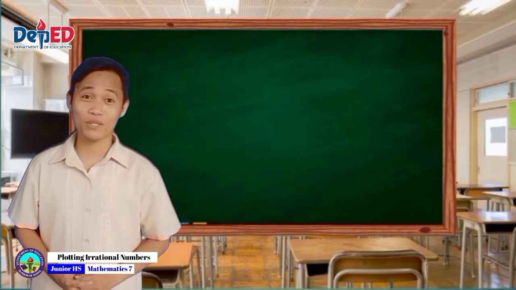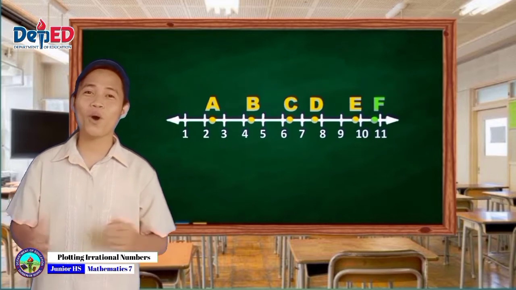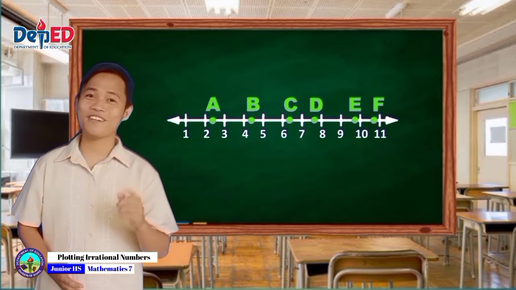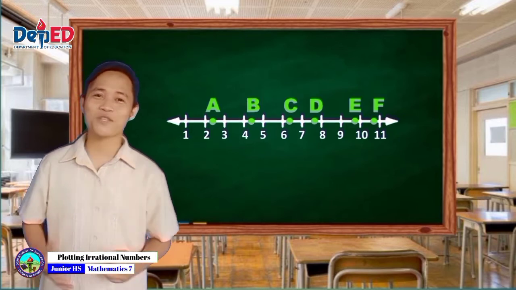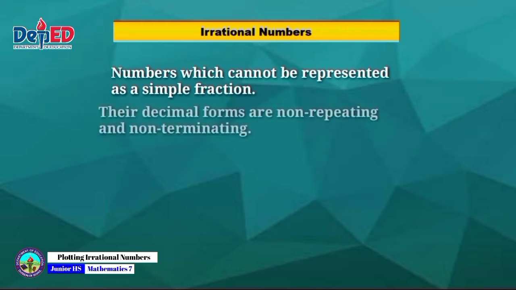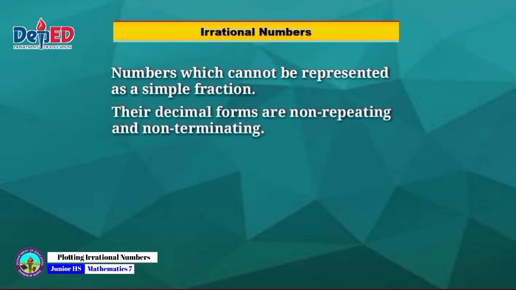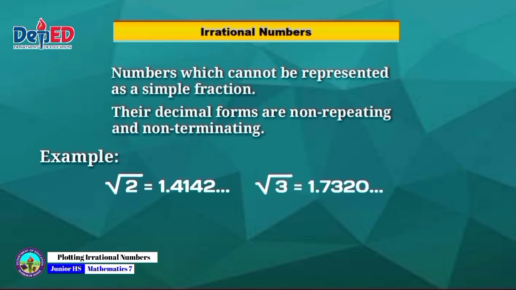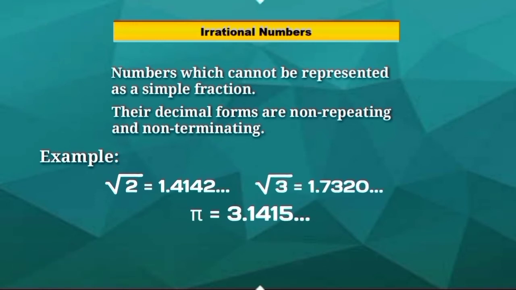What do you think we are going to do today? We are going to plot irrational numbers on a number line. But first, let us define irrational numbers. Irrational numbers are numbers which cannot be represented as a simple fraction. Their decimal forms are non-repeating and non-terminating. Examples of these are the square root of 2, the square root of 3, and pi.